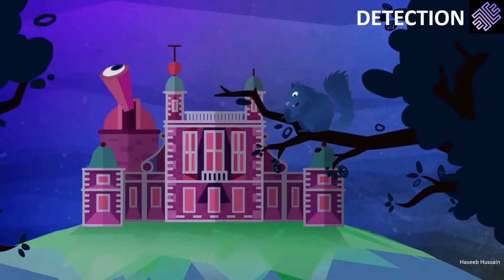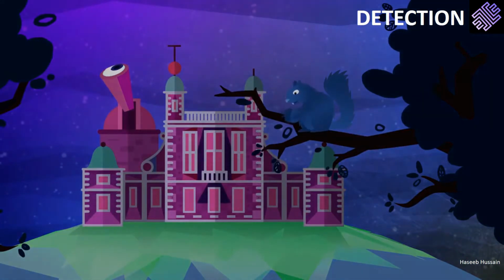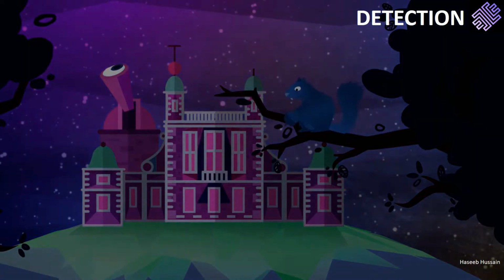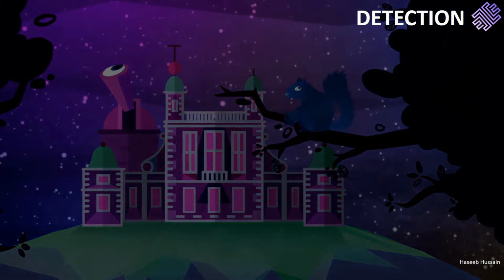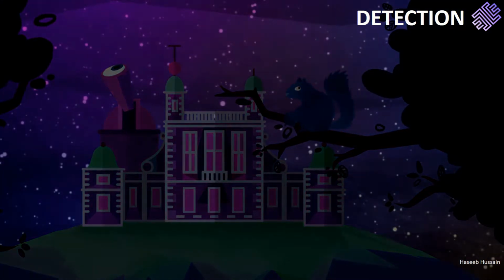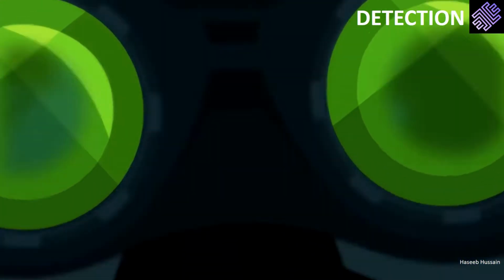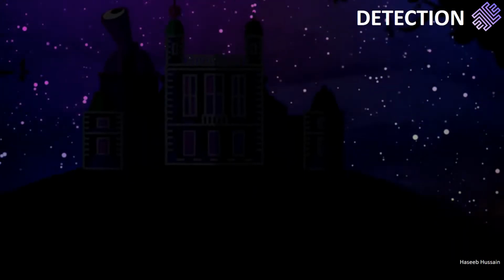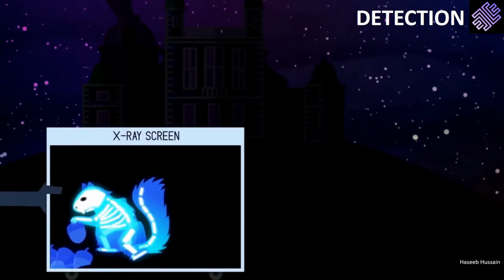Our eyes can only detect visible light from the sun. That is why it is difficult to see at night time. But we can detect these invisible components of the electromagnetic spectrum through various instruments. Night vision can be used to detect infrared, while photographic plates can be used to detect high energy X rays. In either case, the squirrel looks very different.